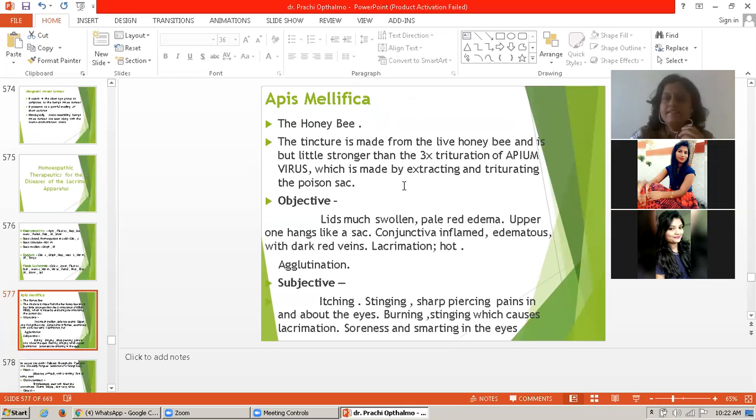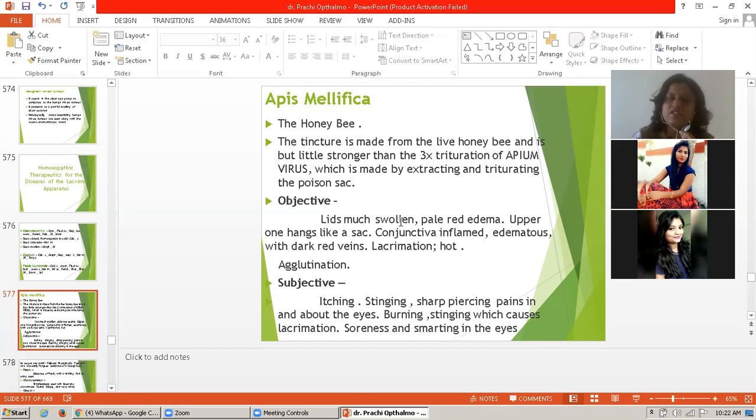So we can see in detail about Apis mellifica. Apis mellifica, its common name is honeybee. The tincture is made from the live honeybee and is a little stronger than the 3x trituration of the Apis virus, which is made by extracting and triturating the poison sac.